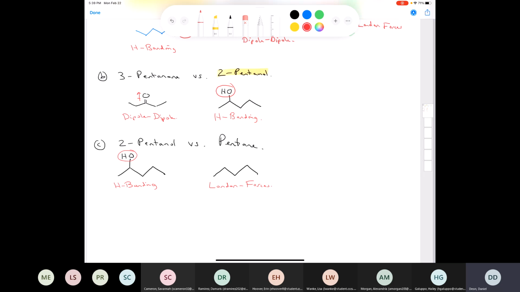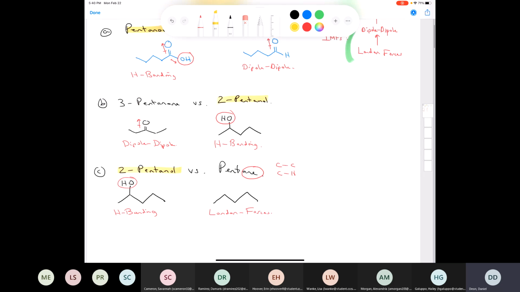Okay, we've gone over this a few times, but in an alkane, the only types of bonds are carbon-carbon bonds and carbon-hydrogen bonds, both of which are nonpolar. Right? So if there's no polar bonds in the molecule, the only possible intermolecular forces that can be experienced are London forces, and therefore the 2-pentanol is going to have a higher boiling point.